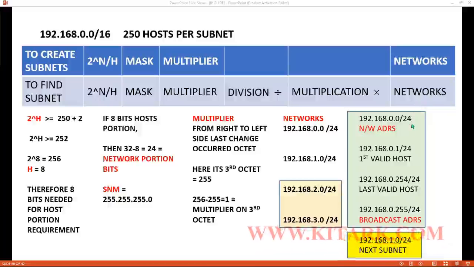Why? It is a class C address. Up to /24 means the first 3 octets are not going to change. They are fixed. If it is /16, the first 2 octets would be fixed. If it is /8, the first octet would be fixed. The remaining will start increasing one by one. Now you know the next subnet is 192.168.1.0/24. Up to here the calculation is very simple and we have done it previously.